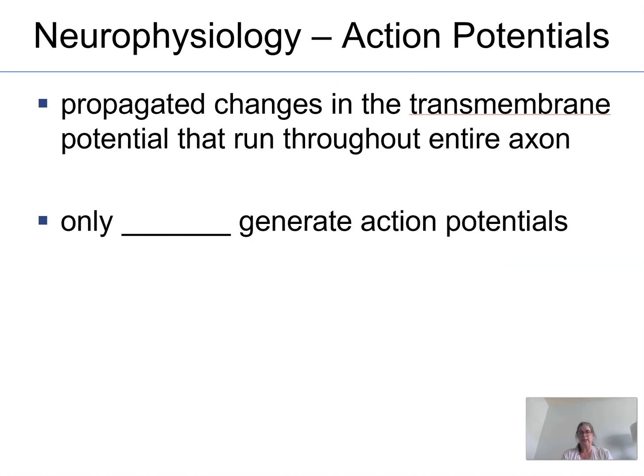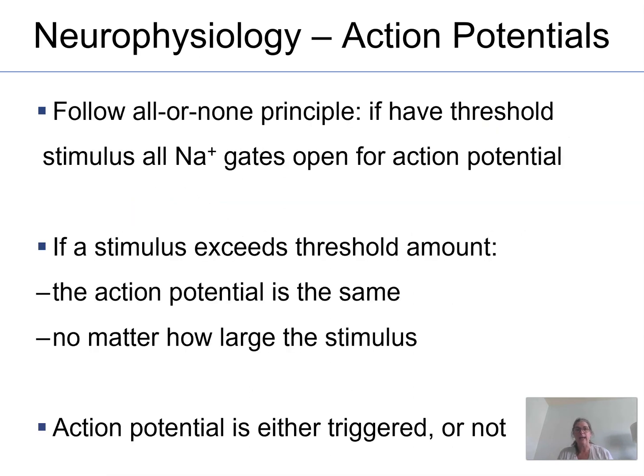So the action potential is once we reach threshold, and that only happens in an axon. So it's just a propagated change. It means that once you hit that negative charge, it's going to go all the way through the axon until it gets down to the end, to the axon terminals. These action potentials follow the all or none law. So if it reaches the magic number of minus 60, then all the voltage gated sodium channels pop open and it just rushes into the cell and you get that wave of depolarization.